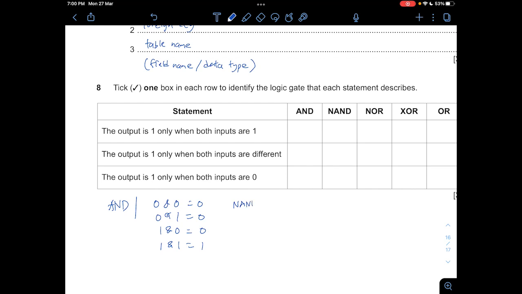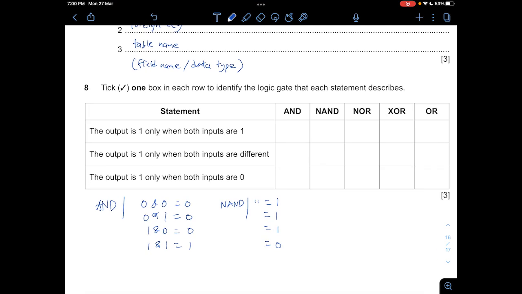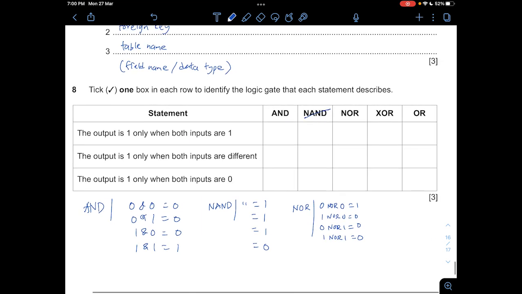NAND will be the other way around. So 0 and 0, you get 1, and then this one you get 1, this one you get 1, this one you get 0, right? So the output is 1 only when both inputs are 1. NAND is out of the question already. And then NOR. So for NOR, 0 nor 0, you'll get 1. Because 0 or 0, you get 0. 1 nor 0, you get 0, because if it's 1 or 0, you get 1. Same goes for the other one, so this one will also be 0. And then 1 nor 1, you get 0, right?